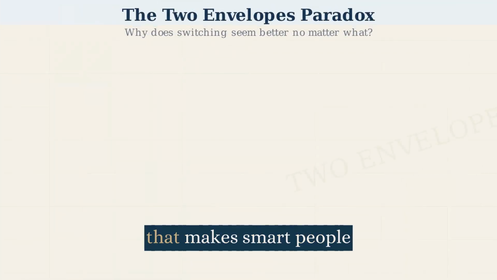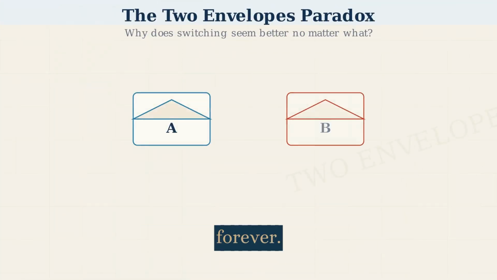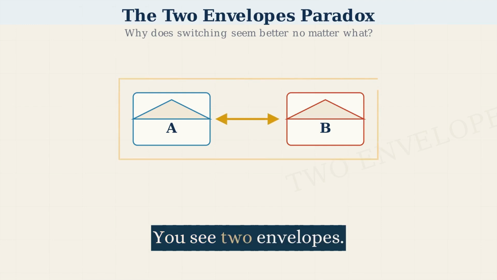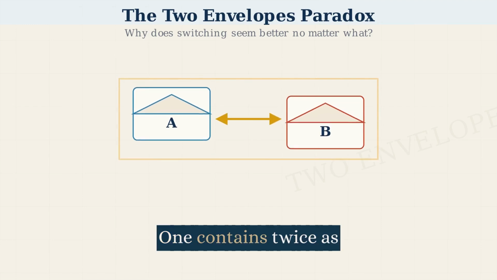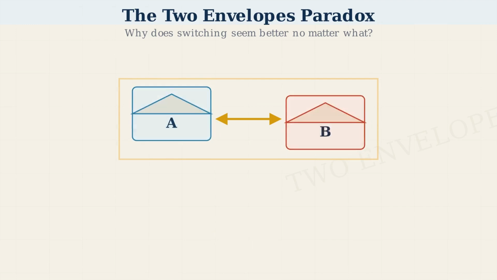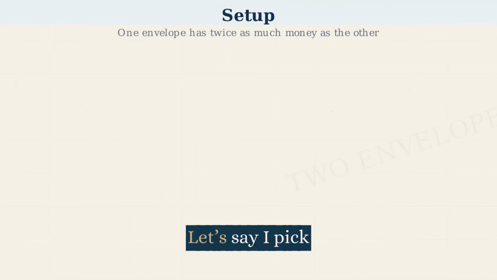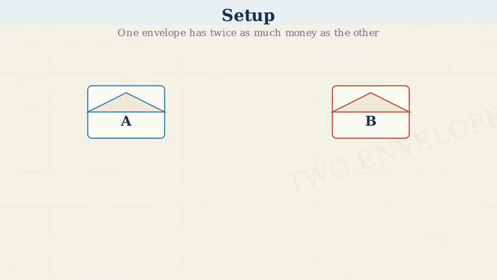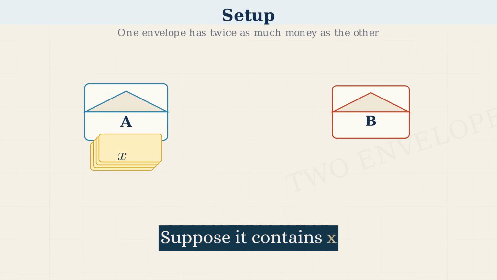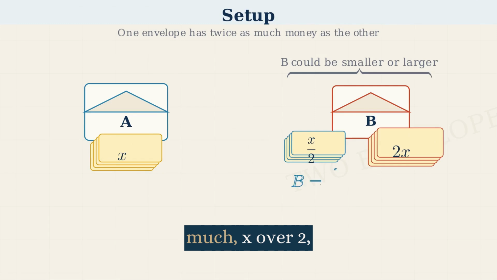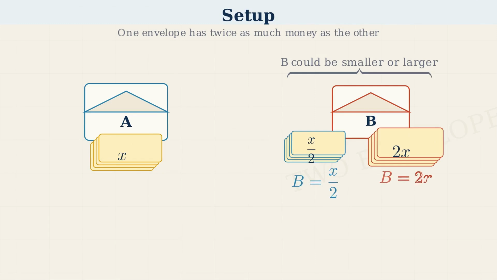Here is a paradox that makes smart people want to switch envelopes forever. You see two envelopes. One contains twice as much money as the other. You pick one. Then a question appears, should you switch? Let's say I pick envelope A and open it. Suppose it contains X dollars. Then envelope B must contain either half as much, X over 2, or twice as much, 2X.